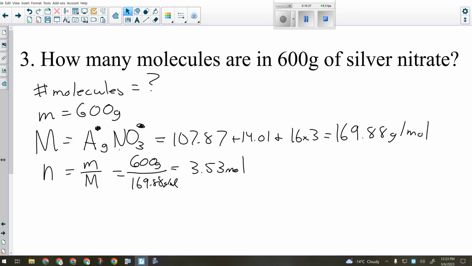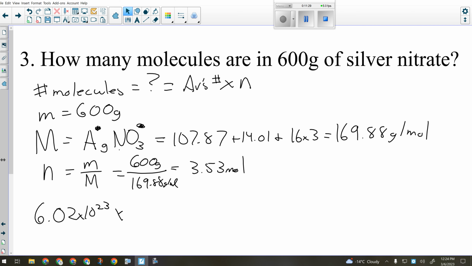All right, so I know that there are 3.53 moles of silver nitrate in the 600 gram sample they gave me. I also know that Avogadro's number is the number of molecules in one mole. So if I want to find the number of molecules in 3.53 moles, I take this number and I multiply it by this number. In the same way that if I asked you how many donuts there were in 3.53 dozens, you would multiply 12 by 3.53. I don't know, somebody would have a half-eaten donut then, but still. Everybody follow me there? So I'm going to take Avogadro's number times N, the number of moles.